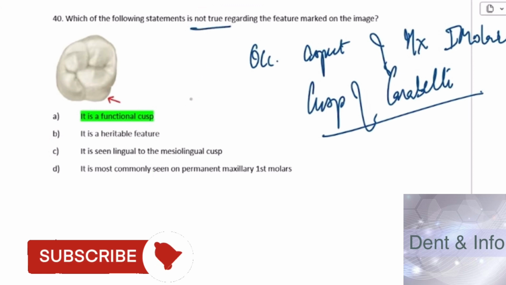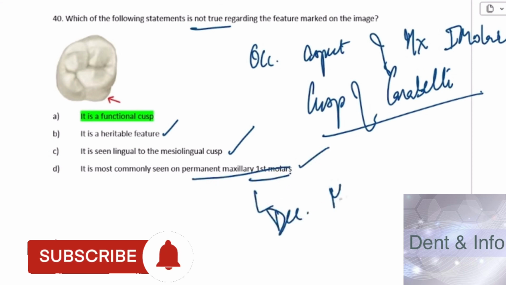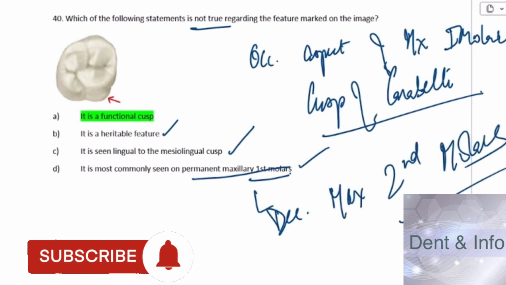Is it a functional cusp? No, it is a non-functional cusp. It is a heritable feature, yes, we use it as a non-metric trait. Seen lingual to the mesiolingual cusp? Yes. Most commonly seen on permanent maxillary first molars? Yes. Also seen on deciduous maxillary second molars. Yes, A is canine. For the sake of options, A, B, C, D were being numbered, so don't get confused over there.